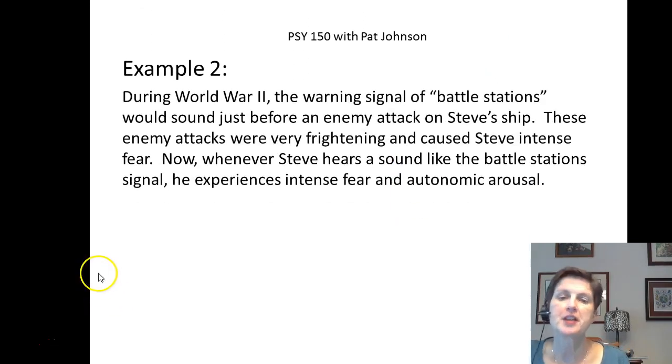Let's go on to another example. During World War II, the warning signal of battle stations would sound just before an enemy attack on Steve's ship. These enemy attacks were very frightening and caused Steve intense fear. Now, whenever Steve hears a sound like battle stations, he experiences intense fear and autonomic arousal.